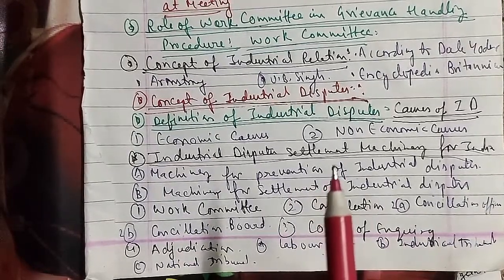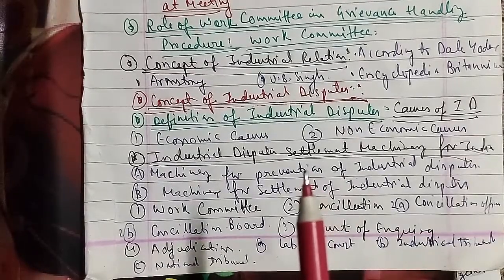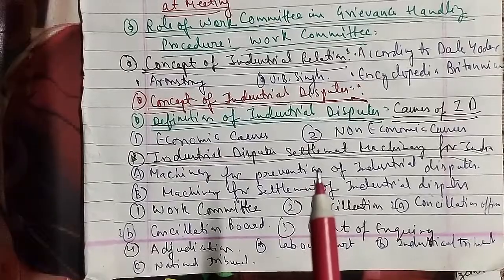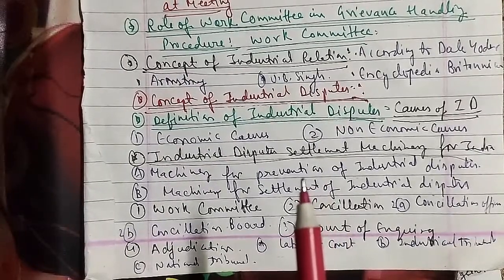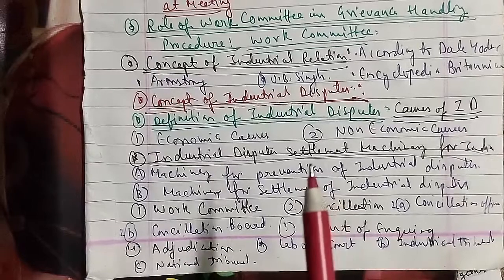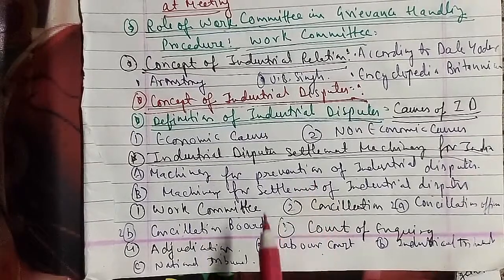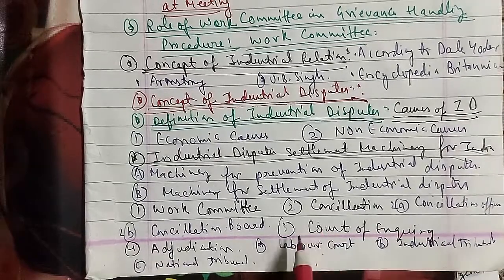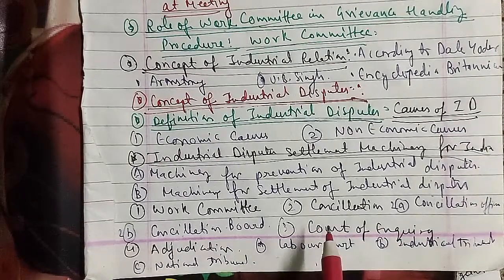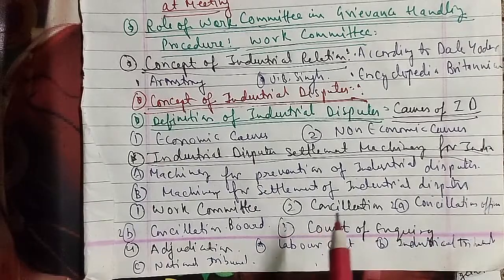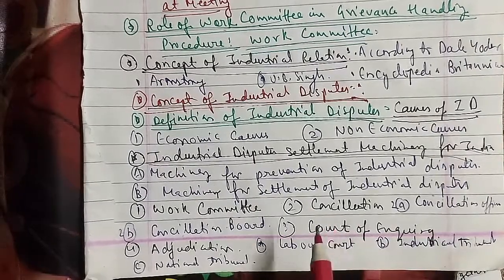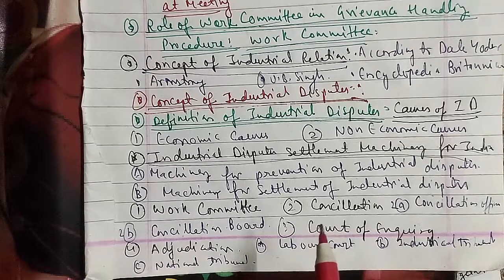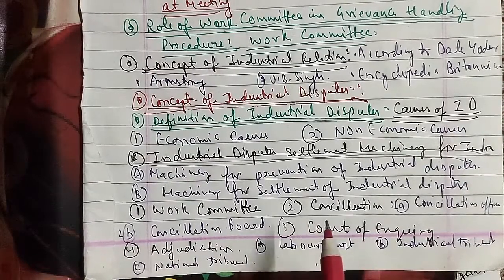machinery for compulsory adjudication is provided under the Act, and these are the three types of semi-judicial bodies: labor courts, industrial tribunals, and the national tribunals as well. So we'll talk about the labor court here. The appropriate government may, by notification in the official gazette, constitute one or more labor courts for adjudicating the industrial disputes relating to any matter specified in the second schedule of the Industrial Disputes Act.